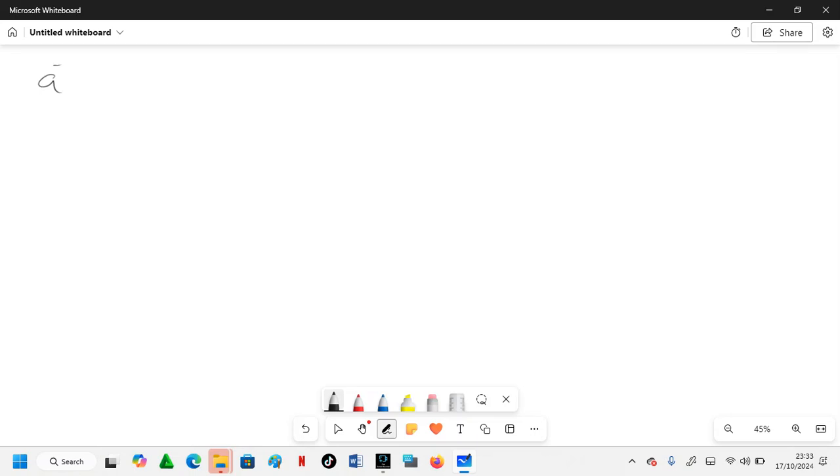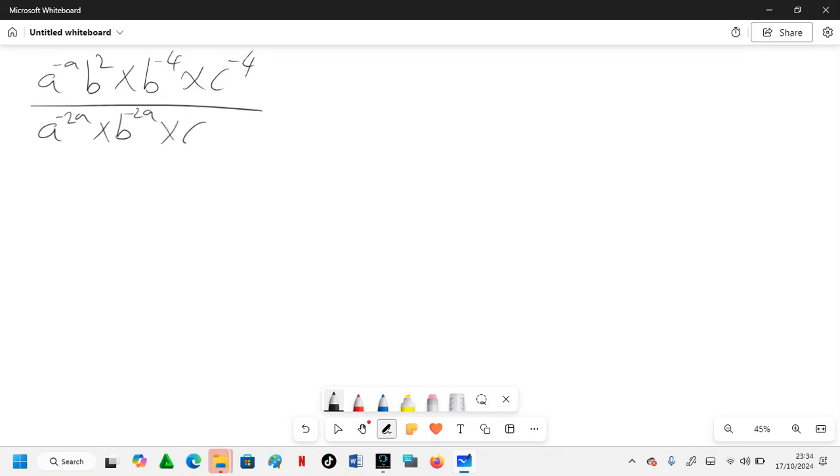So it is a power negative a, b power 2 times b power negative 4 times c power negative 4 over a power negative 2a times b power negative 2a times c power negative 2a. Right? So we're going to very fast begin with the numerator. Let's begin with the numerator.